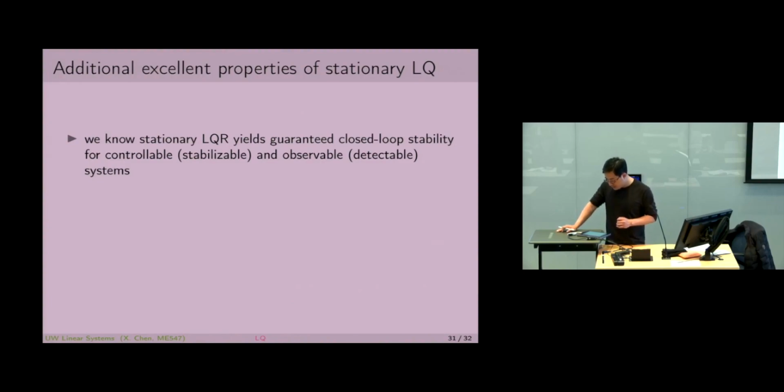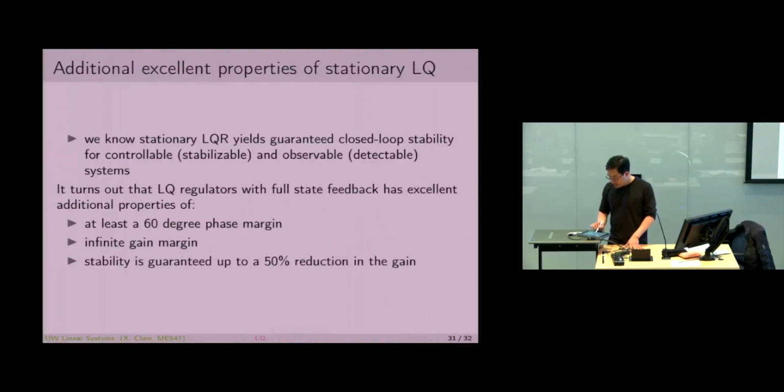I would like to conclude the LQ problem by mentioning that not only does it have guaranteed closed loop stability and minimize the cost, it also holds some other nice properties. It has good robustness too. It has the robustness of at least 60 degrees of phase margin. It has infinite gain margin for the closed loop system. And stability is guaranteed up to a 50% reduction in the gain too.